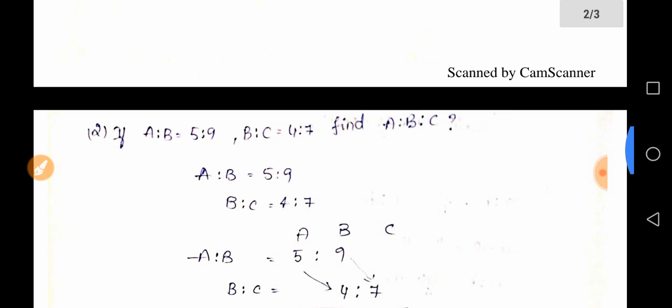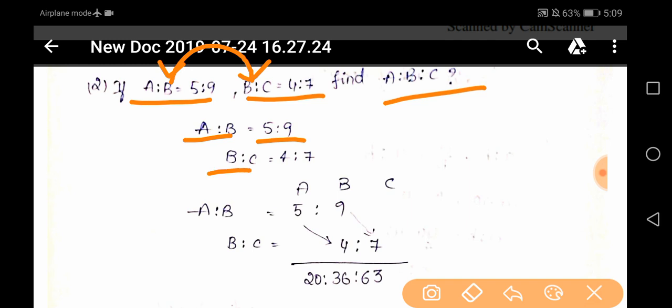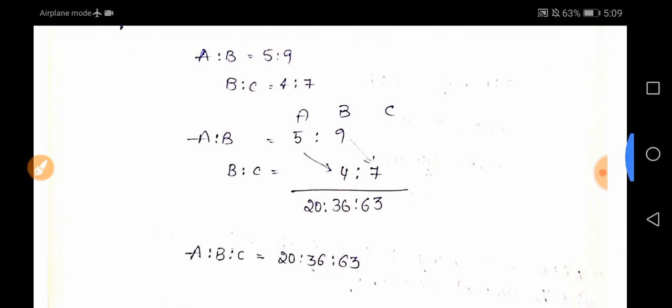Another problem. If A is to B is 5 is to 9, B is to C is 4 is to 7, find A is to B is to C. Here it is clear that B repeats twice, in A is to B and B is to C. So we have to do this. A is to B is 5 is to 9. B is to C is 4 is to 7. So we have to do this.